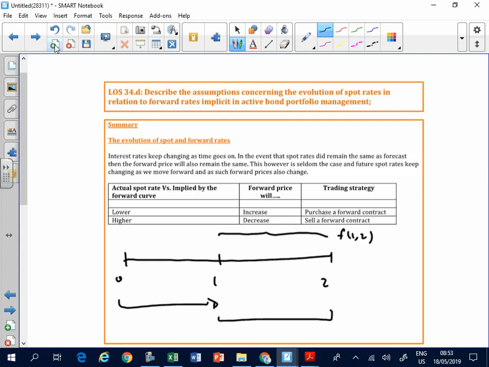If this rate is lower, what does that mean? Just before we get to this, what does that mean? In the beginning, say this rate was 5%. But now, after 1 year, this is now, so it's got a 1-year maturity. So I'm going to do that.